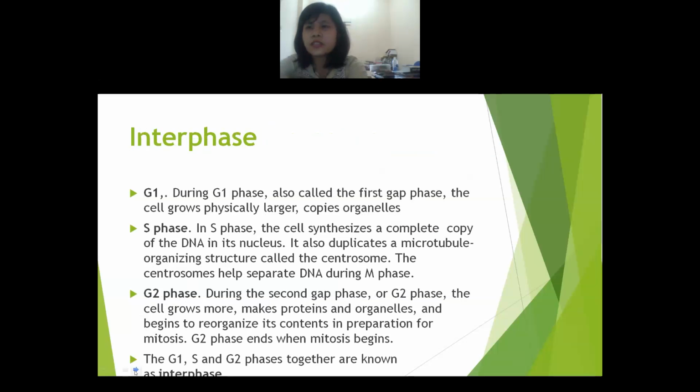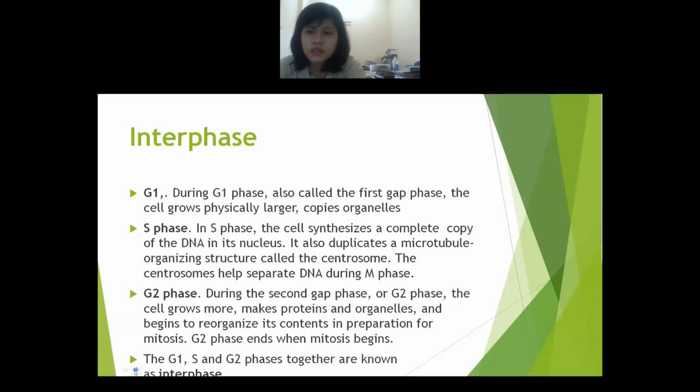Okay, so in the first phase, the G1 phase, as I have said earlier, this is the interphase stage. So in the G1 phase, what happens here? G1 phase is the first phase. It is also known as the first gap phase. And here, usually the cell grows larger in size. Understand? The cells grow larger in size.